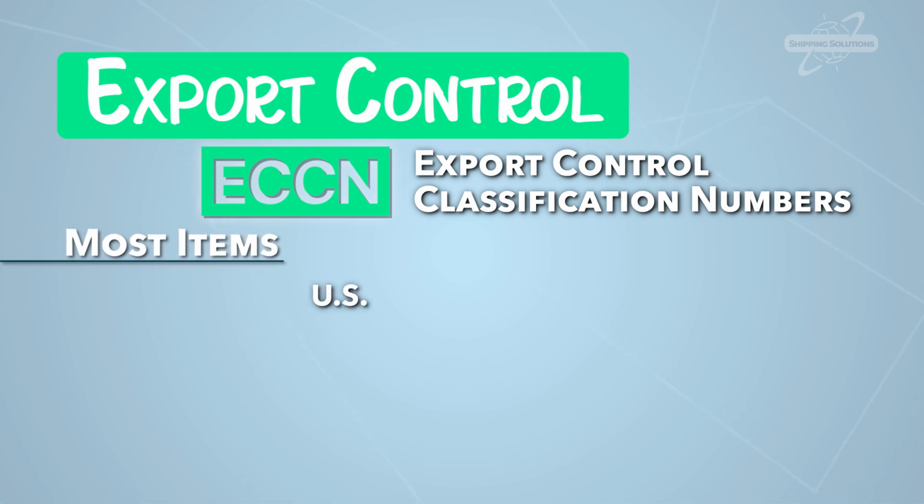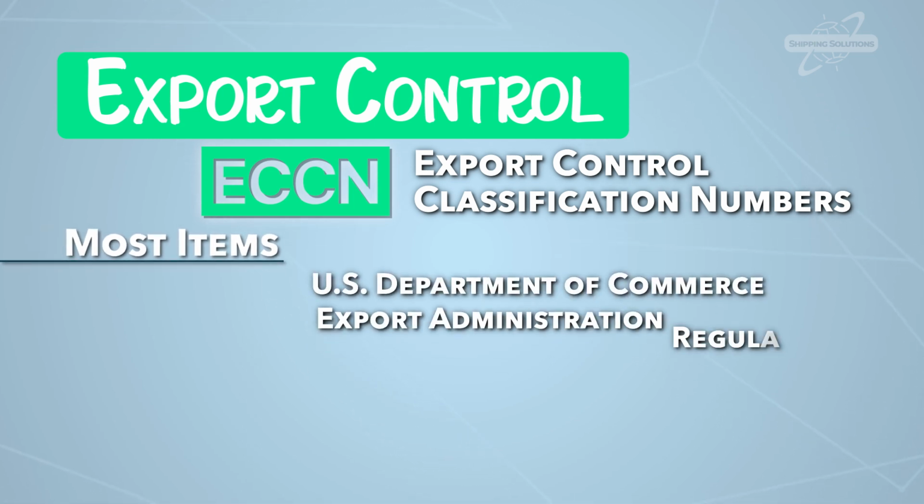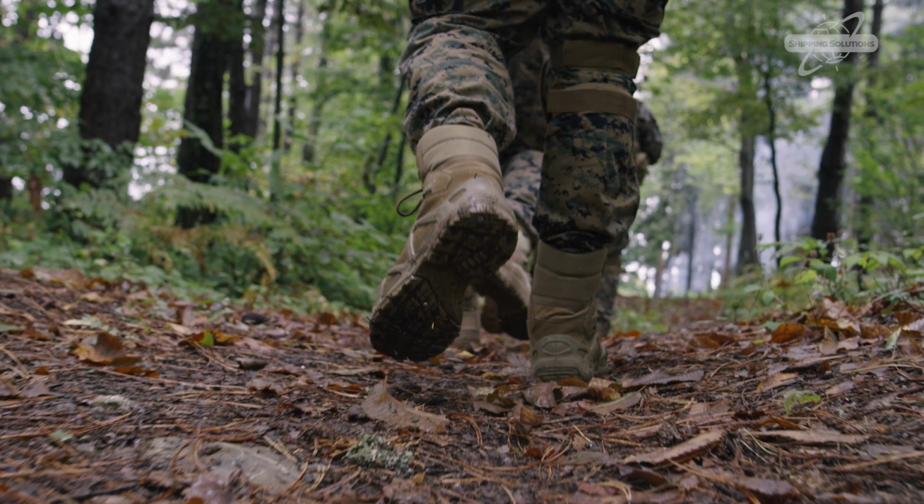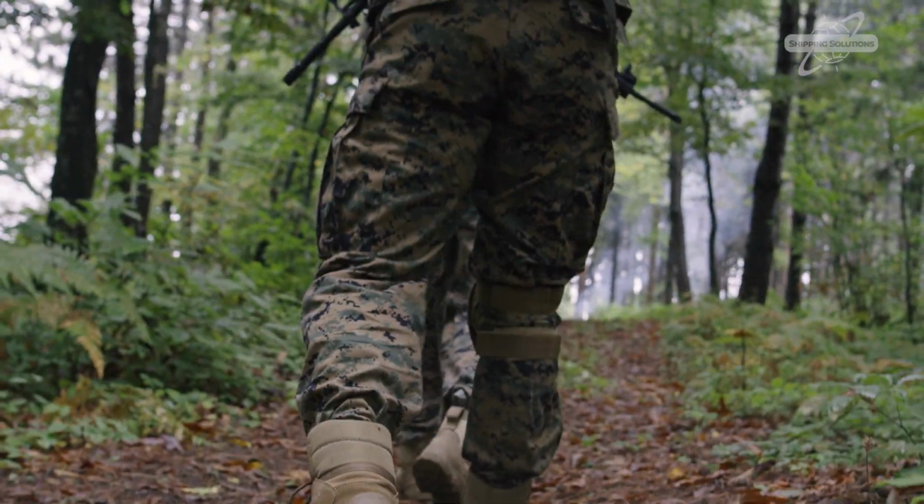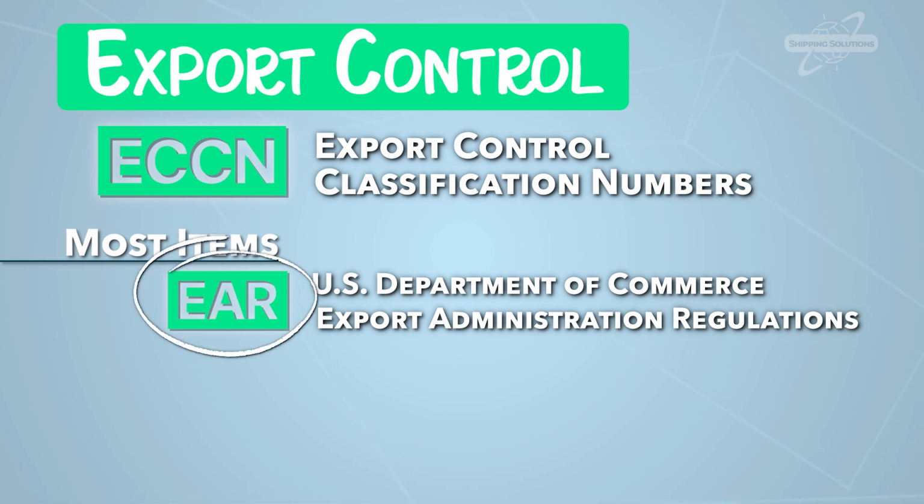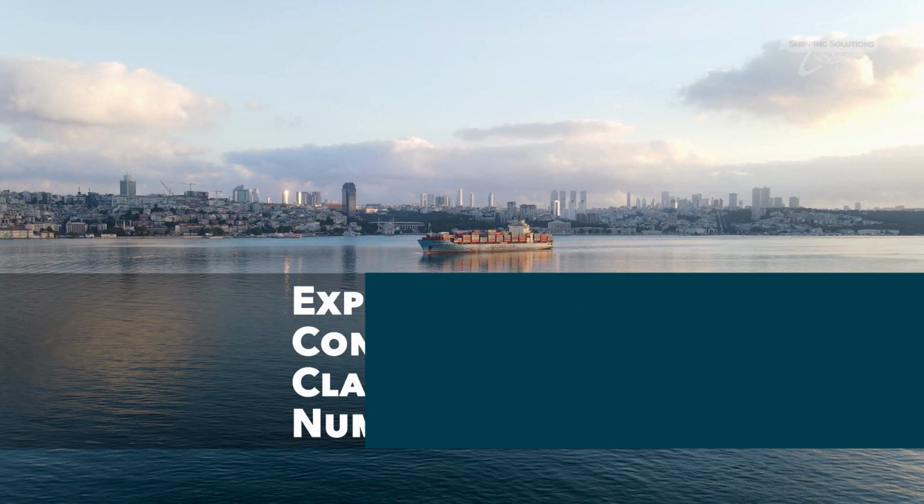Most items are controlled by the U.S. Department of Commerce under the Export Administration Regulations, or EAR, but your items may not be, especially if they have a direct military application. In that case, the State Department's Directorate of Defense Trade Controls, or DDTC, may have jurisdiction. In this video, I'll address products controlled by the EAR.